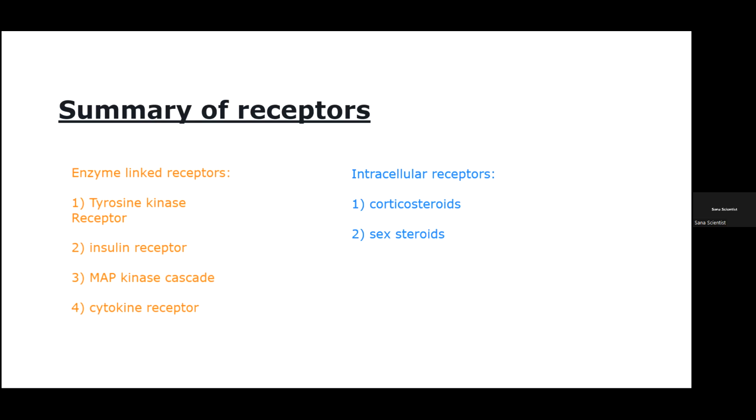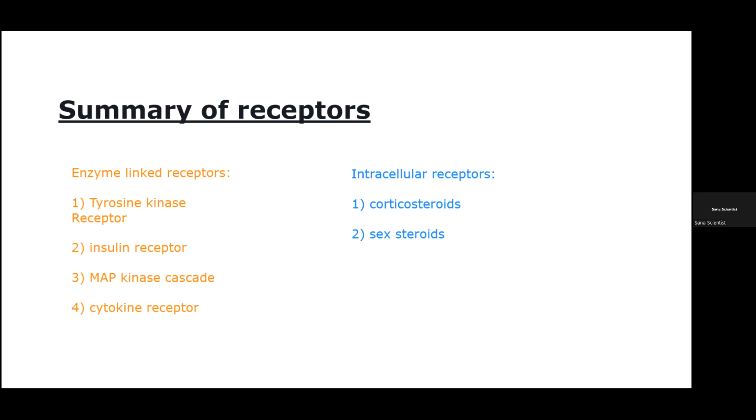Intracellular receptors include the corticosteroids and sex steroids. So the ligands of these receptors have a very specific feature. These ligands are lipophilic molecules. You can imagine why, because the intracellular receptors have a different location. Their location is at the cytoplasm level. So you can imagine that the function and the location have to be different.